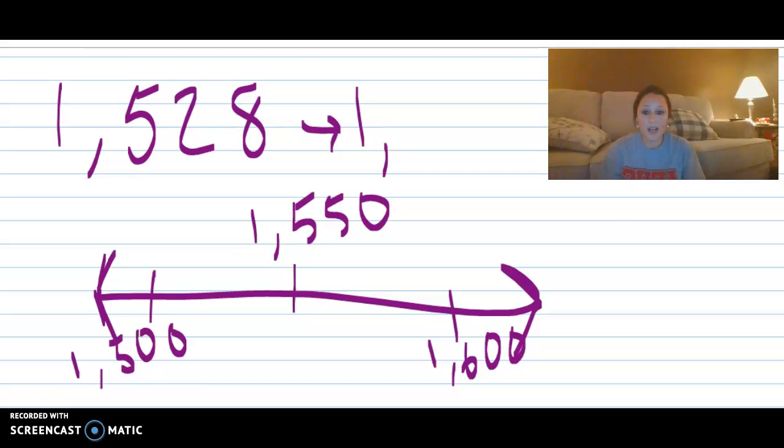We have to decide, is 528 less than 1,550 or is it more? I know 528 is going to be less than 550 on a number line. So when I add the thousands number, it still applies. 1,528 is still less than 1,550. That tells me I'm going to round down to 1,500.